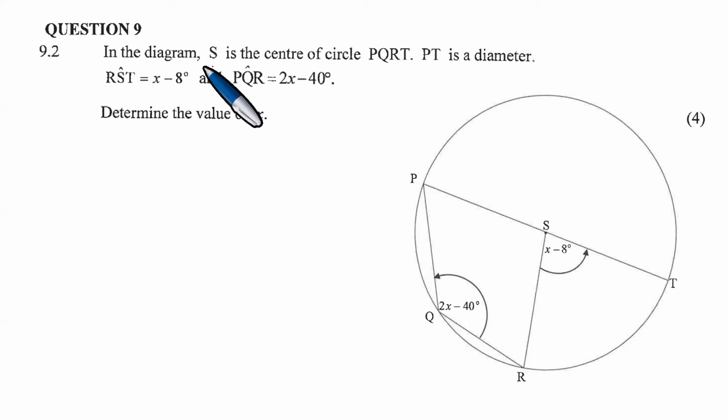In the diagram, S is the center of circle PQRT. Here is S. S is the center of circle PQRT. PT is the diameter. Angle RST equals x minus 8 degrees. Here is this angle here. And angle PQR, P is this one, Q is this one, R is this, is actually of the size 2x minus 40 degrees. Determine the value of x.